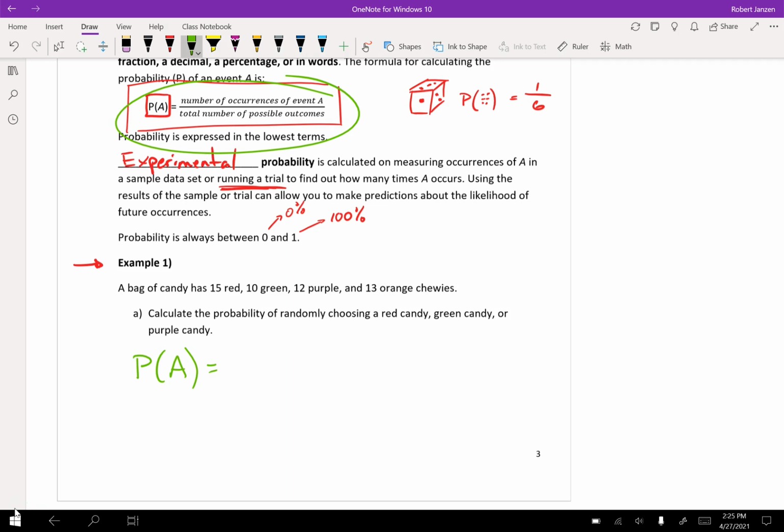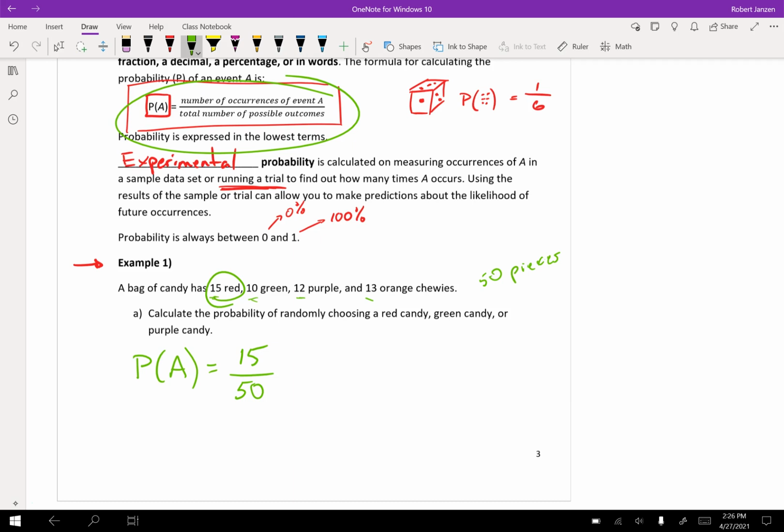A bag of candy has 15 red items, 10 green candies, 12 purple, 13 orange. If you add that up, it turns out there are 50 pieces of candy in total. Okay, so we're supposed to calculate the probability of randomly choosing a red candy. So picture reaching into a bag without seeing it. What are the chances that the red candy comes out? Well, there are 15 red. So if there are 15 favorable outcomes, that's what we're looking for, 15 ways you can pick a red out of 50. This is the probability.